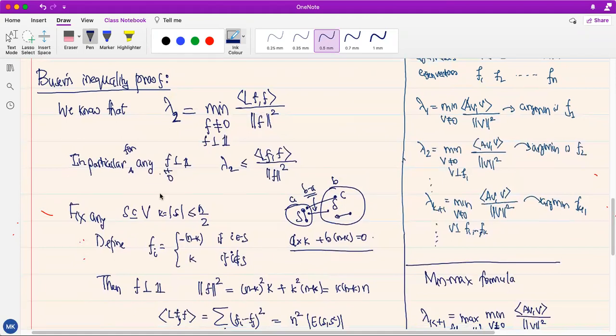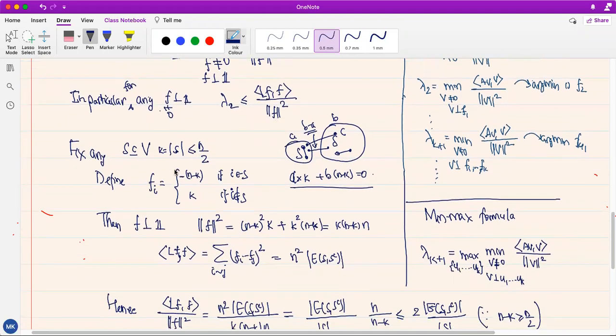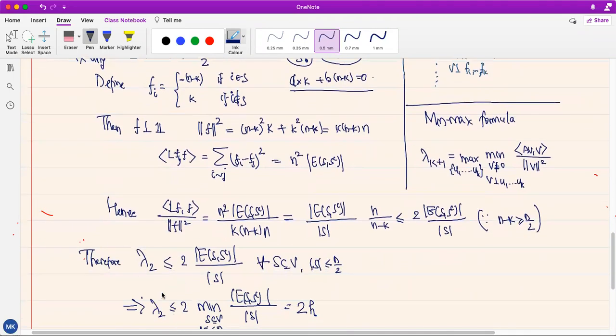So lambda 2 can be bounded by, for any f which is orthogonal to the constant vector, the inner product of Lf and f over norm f squared. Now for every subset S with cardinality less than or equal to N by 2, I'm producing an f which is orthogonal to 1 like this. If you don't see that it is orthogonal to 1, check it later. Okay, it is orthogonal to 1. Therefore, the inner product of Lf and f over norm f squared is an upper bound for lambda 2.